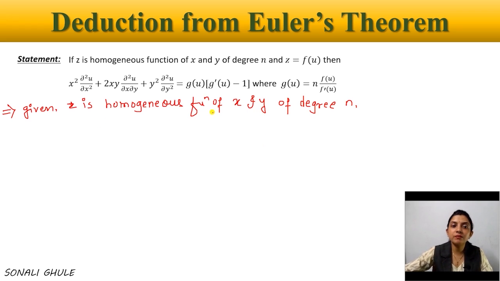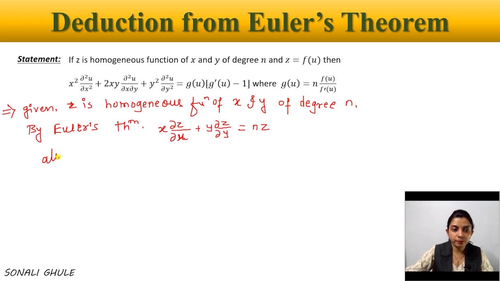Now see, z is given to us as a homogeneous function of x and y of degree n. So by Euler's theorem, let me write Euler's theorem. Since z is homogeneous, I have to write here z: x into ∂z/∂x plus y into ∂z/∂y is equal to nz.